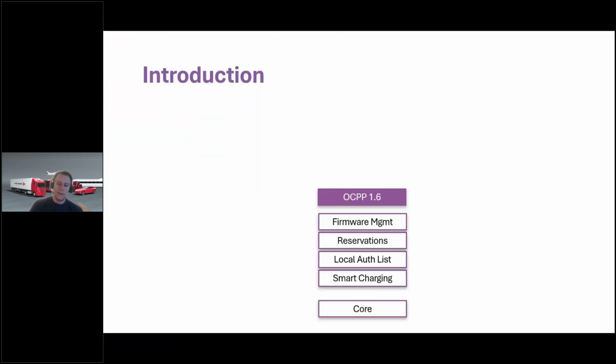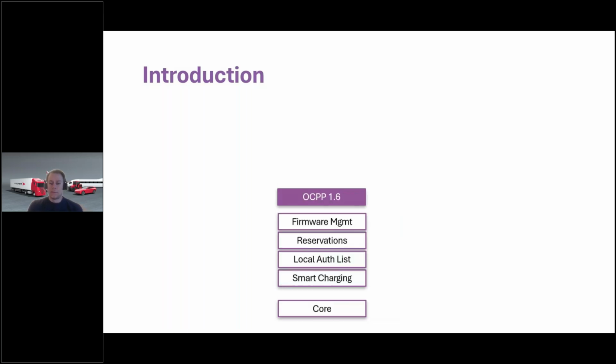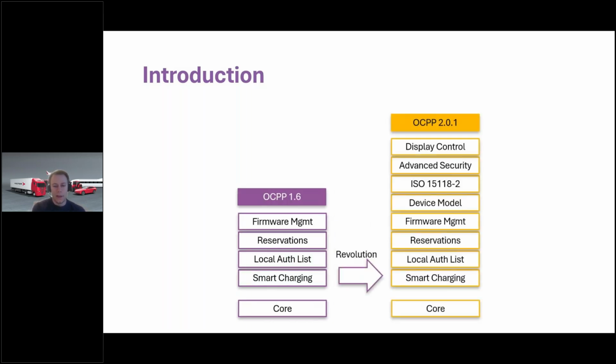So a short introduction. So where we came from, so to say. Already almost 10 years ago, OCA published OCPP 1.6 with these 5 functional blocks at that time. So we have firmware management, reservation, local authorization list, smart charging, and core. And then a few years later, we decided to publish OCPP 2.0.1. And by doing so, we made some big changes in the architecture and in the design of OCPP. This means we were able to fix some flaws we have had with OCPP 1.6.